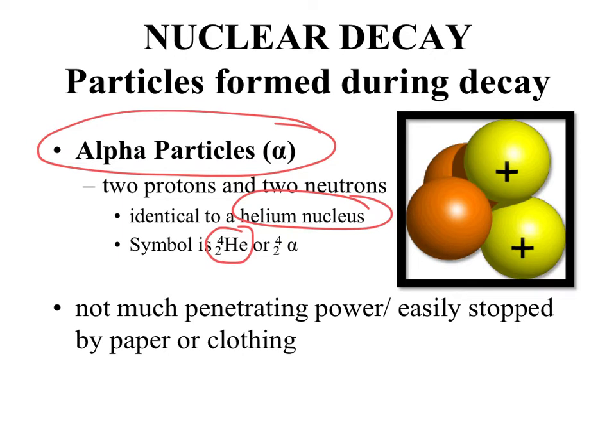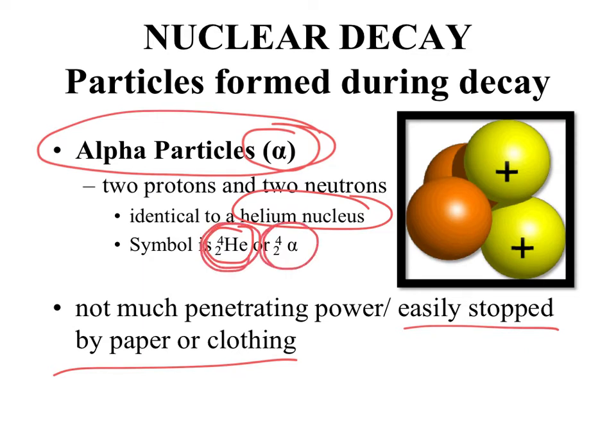The good news is, though, that an alpha particle is easily stopped by a piece of paper or clothing. It doesn't really have much penetrating power. So overall, alpha particles are pretty weak. By the way, we note alpha particles with the Greek symbol alpha when we talk about them. So you can either write it as a helium nucleus or as 4/2 alpha.